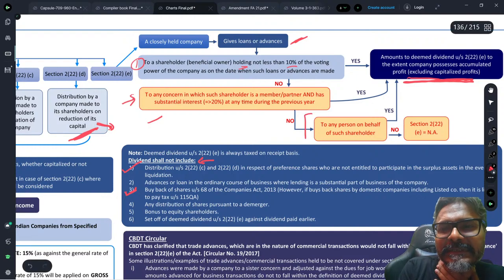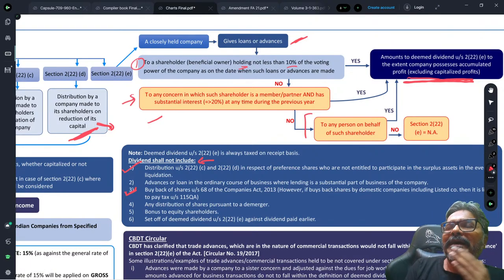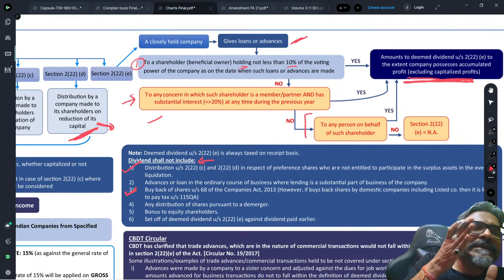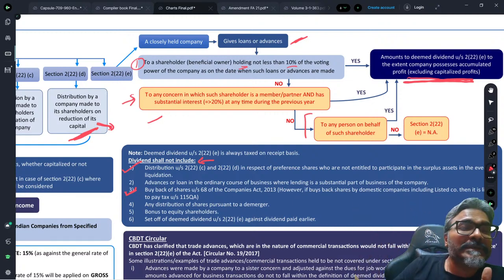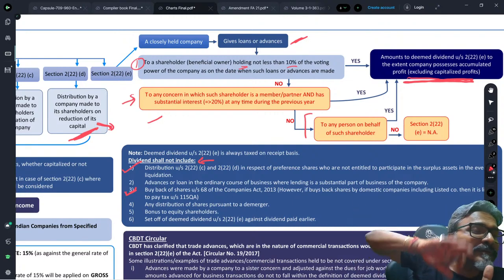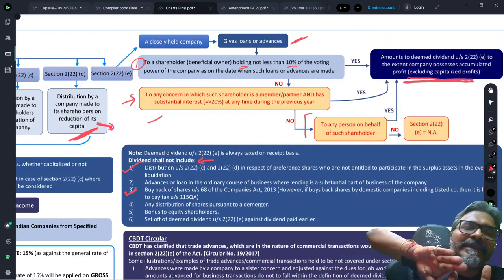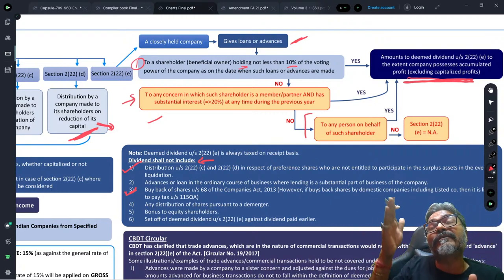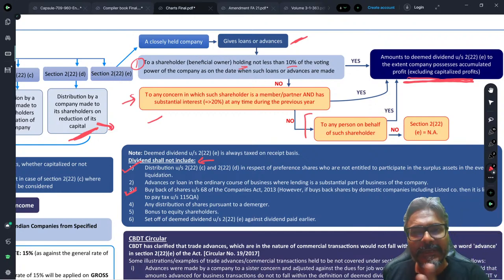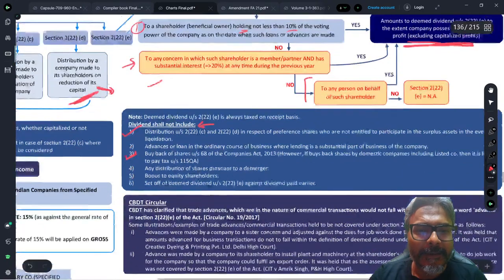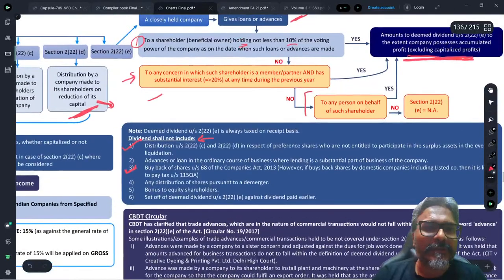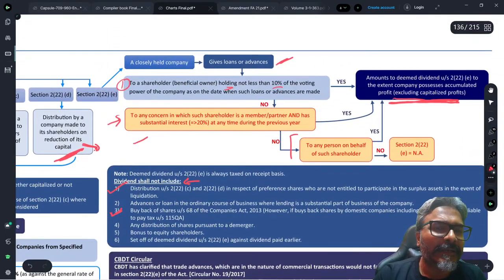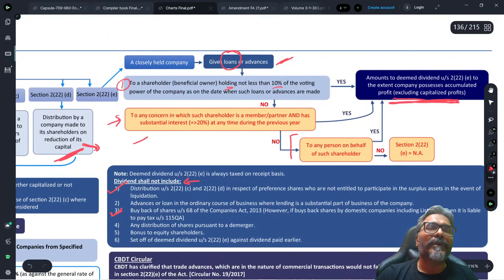And the third one, students, is the case where the closely held company is giving loans and advances to a person on behalf of such shareholder. So even in that particular case, the deemed dividend of 222E would be applicable in the hands of the shareholder, and that exactly is the point. Now, students, please be very careful of the fact that even if the loan is a genuine loan, 222E will be applicable. What does it imply?